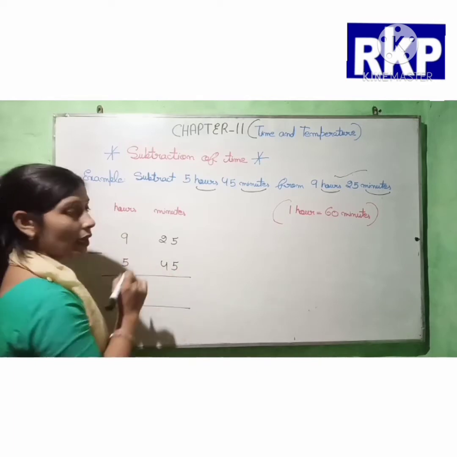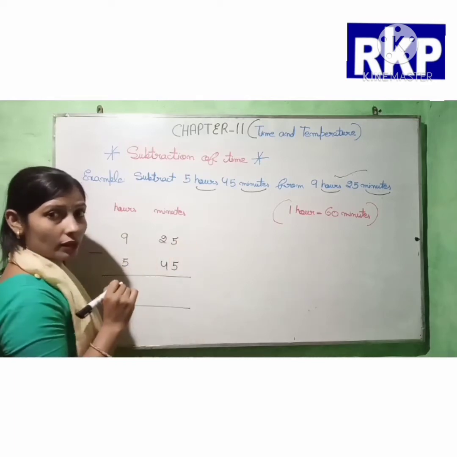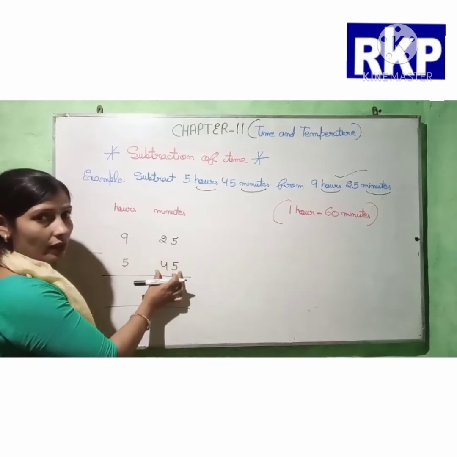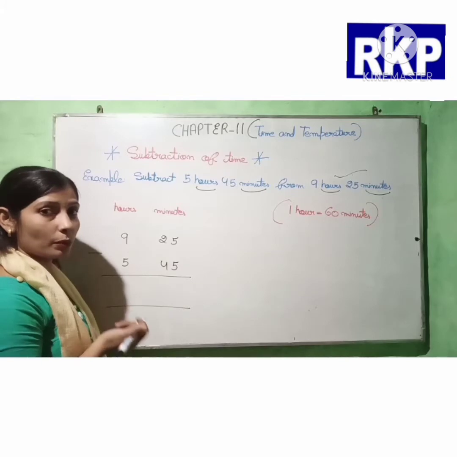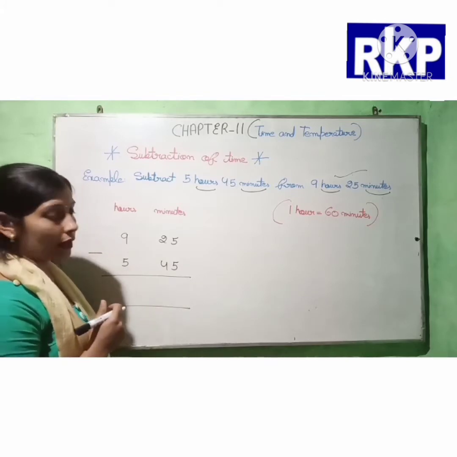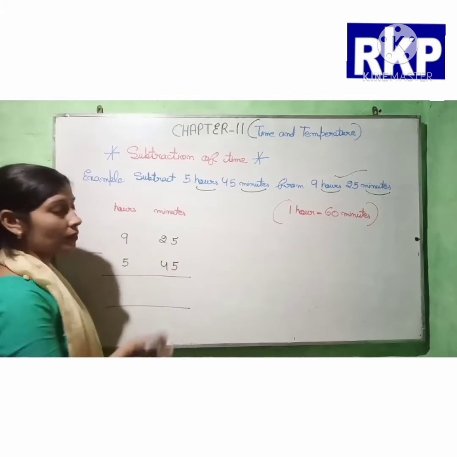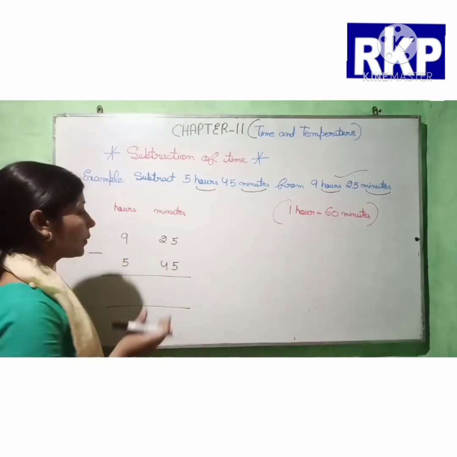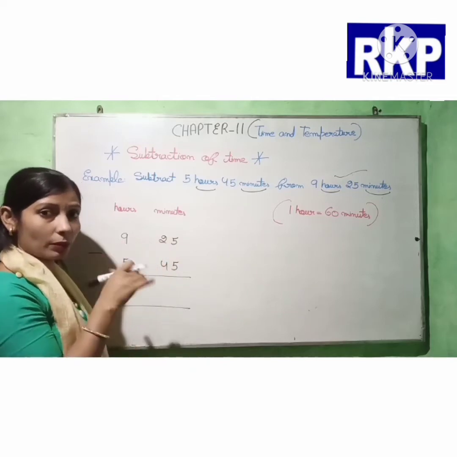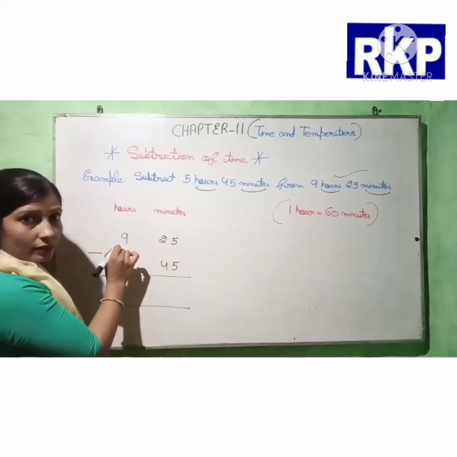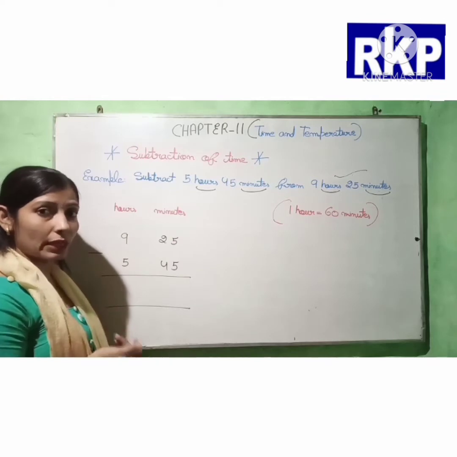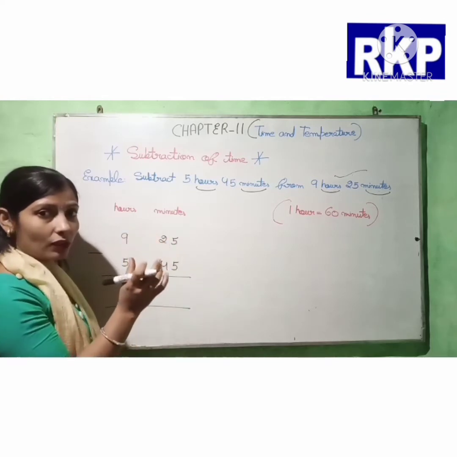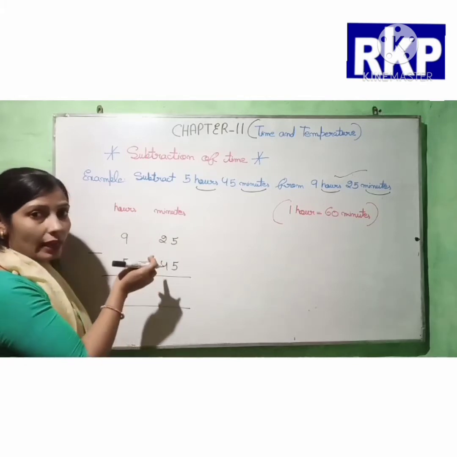Here you can see we have 45 and here 25. So here we have to subtract 45 from 25. But is it possible? No beta, because 45 is greater than 25. So here we need to borrow. Okay, so 25 will borrow from 9. And in this column we have minutes and in this column we have hours. So 25 will borrow from 9 hours.